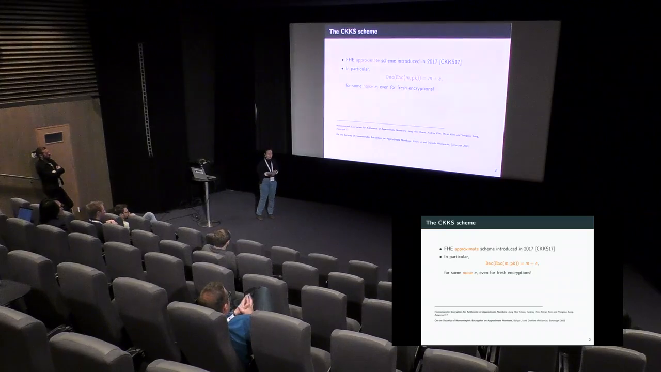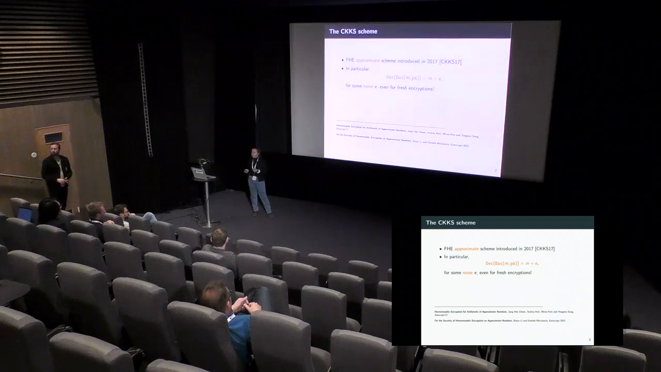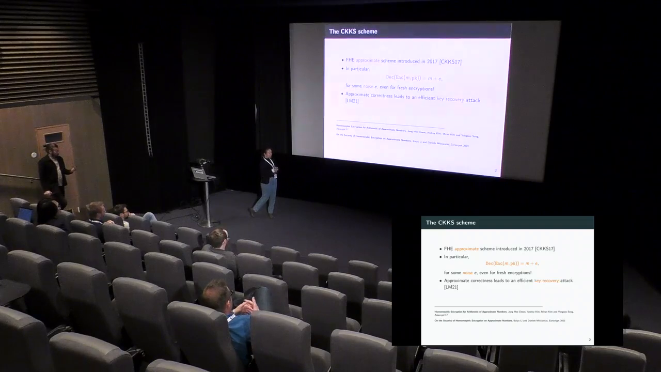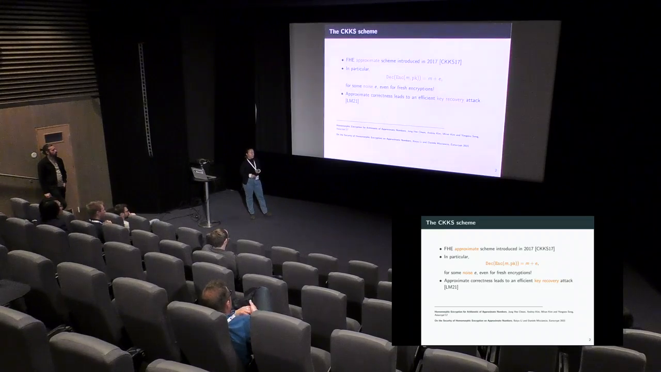It's a very nice scheme because it allowed the authors to get a lot of efficiency improvements, and the main thinking behind this paper was that in a lot of real-world applications, you only need approximate results, right? So you can get away with not having exact results. Which was very nice, except that in 2021 at Eurocrypt, Li and Micciancio actually showed that this approximate correctness feature can lead to efficient key recovery attacks.